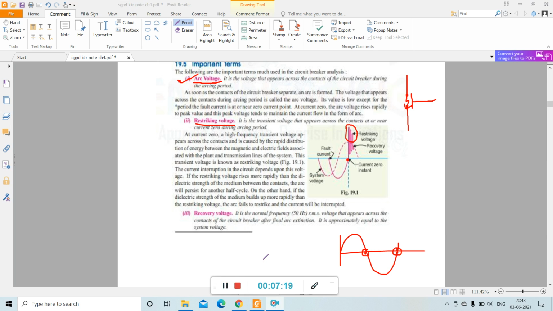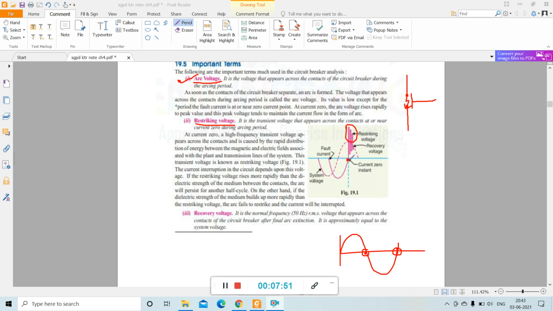Okay, the next term is recovery voltage. It is the nominal frequency RMS voltage that appears across the contact of the circuit breaker after final arc extinction. So after final arc extinction, the RMS voltage that appears across the contact of the circuit breaker is known as the recovery voltage. It appears at normal frequency, 50 Hz. Okay, so it is approximately equal to the system voltage.